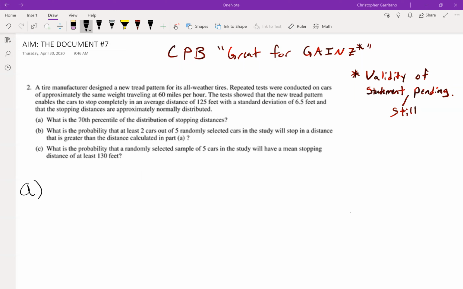I received a lot of questions regarding this problem, basically asking, how should you show your work? Do we have to define our random variable? But also, a lot of you asked me about calculator notation. And I've been very clear throughout the year about not using calculator notation. So I just want to say that you should not use calculator notation.